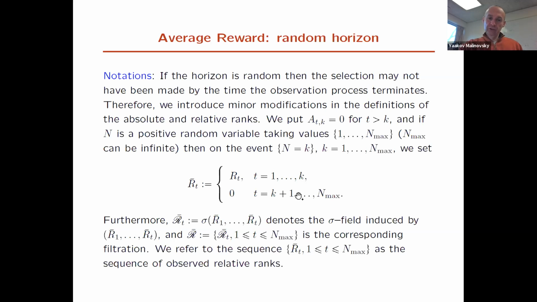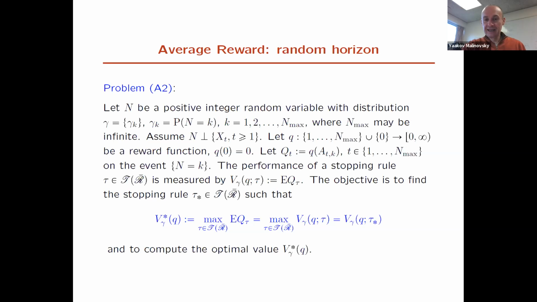And then we also need to introduce a new sigma algebra based on R1 to RT bars, when T runs between 1 and the maximum support of the horizon. Now with this new notation, we can also discuss average reward in this case.